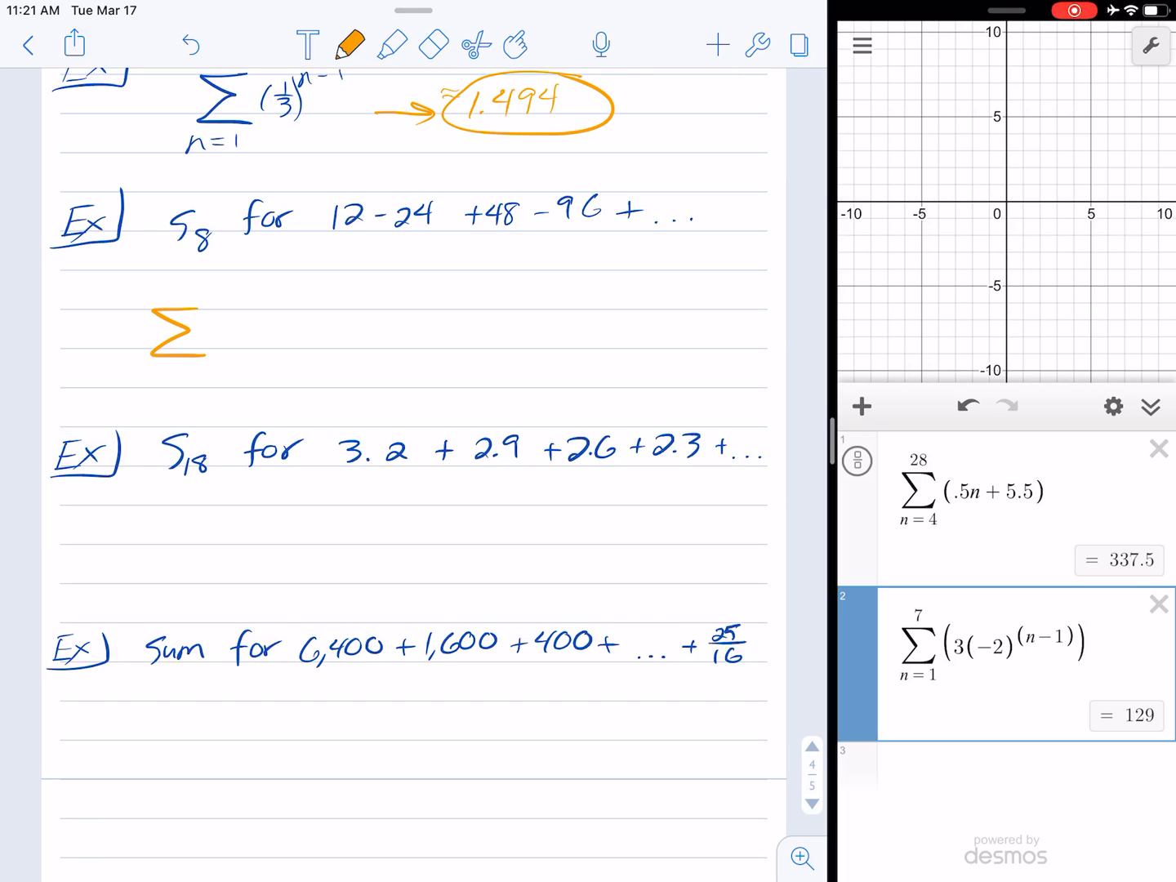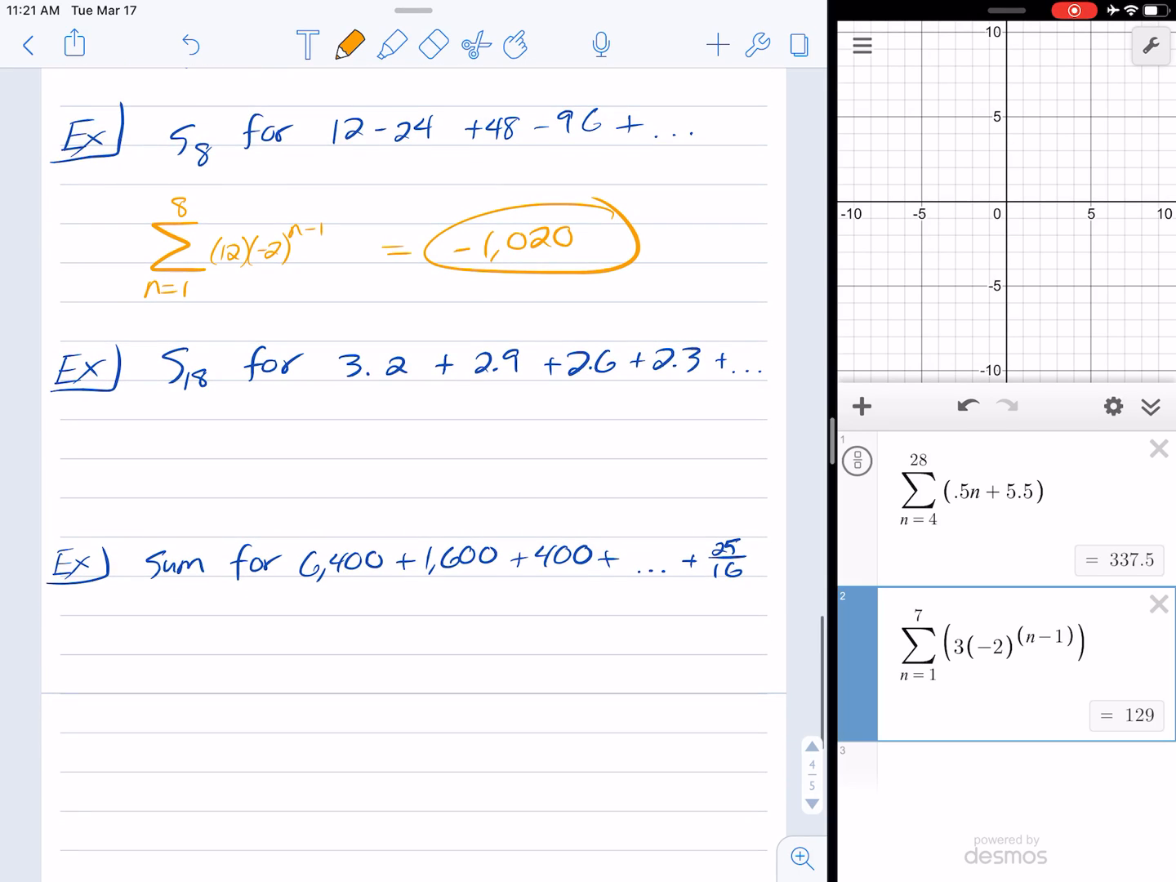Okay, so for this first one, lower limit of 1, upper limit of 8. Again, this was doubling, multiplying by a -2, so our rule should have been 12 times -2 to the power of n minus 1, which would have gotten you -1020. And the reason this was going to be such a large negative number is because the 8th term in this series would have been negative. If the last term is negative or the last term is positive, that's usually going to result in your answer.